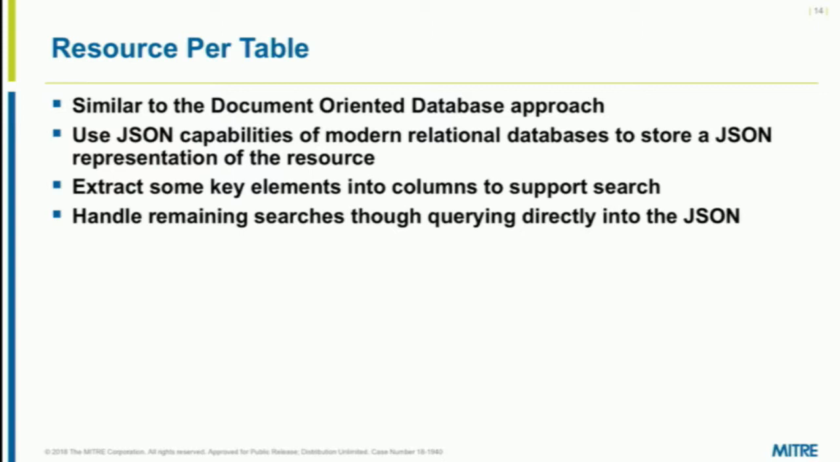So I saw a slide from one of the Postgres talks where it said that Postgres is a great relational database and also a better JSON database than MongoDB. And I'm not here to put out those sort of fighting words, but we're kind of finding out that's sort of true. And so we wanted to use those JSON capabilities, extract some of the key elements to support search, and then handle the remaining searches directly through JSON. So we don't have to extract all the elements into a search index field. You can still just query into the JSON in places where you might need to.